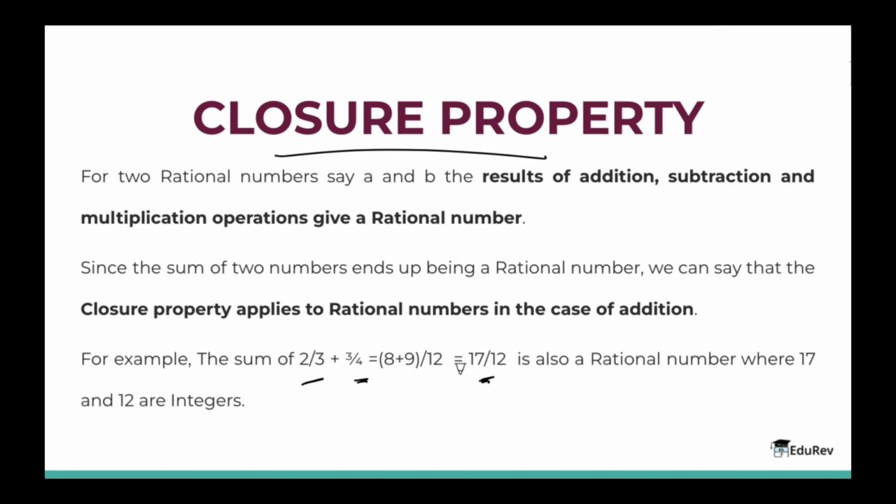Now obviously 2 by 3 and 3 by 4 is a rational number because it's of the form p by q, or you can say a by b form, where q or b, or I must say the denominator of this fraction, is not equal to 0. Similarly, 17 by 12 is also a rational number because it's of the form p by q, or I can say a by b, where obviously q and b, here 12, the denominator, is not equal to 0. So it's also a rational number where 17 and 12 are what? Integers.